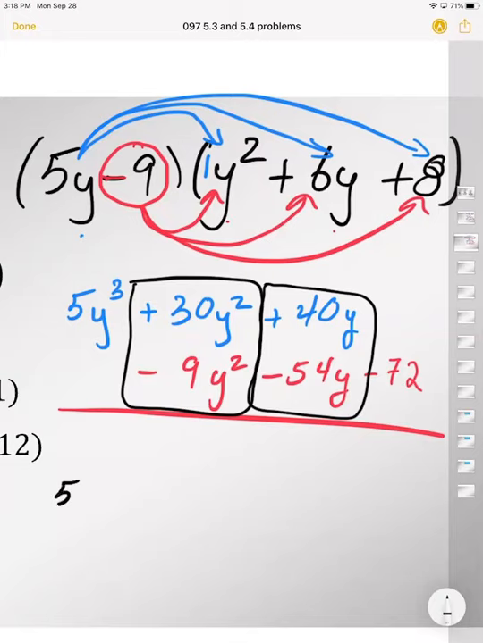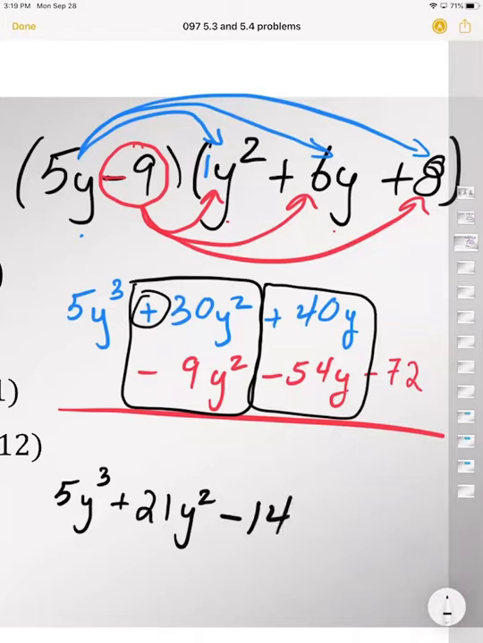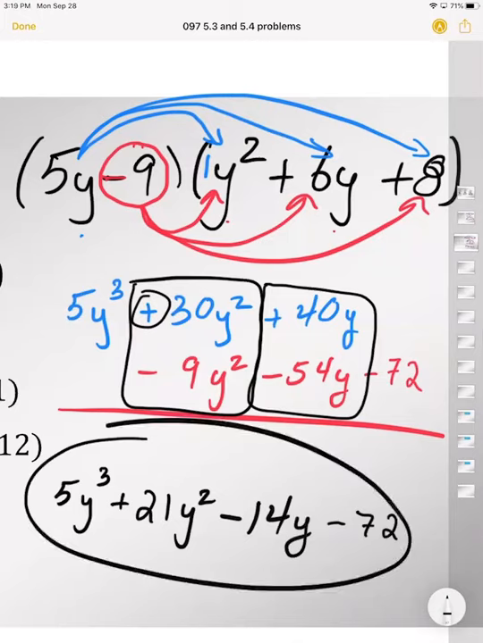My lonely y to the third, I bring it down. I have 5y to the third. 30y squared, take away 9y squared. How many y squared do I have? Well, 30 take away 9 will give me a positive 21 because the bigger number is positive. And similarly, 40 take away 54, a smaller number take away a bigger number, we will get a negative item. In this case, 40 take away 54 gives you a negative 14. Bring down my y. And lastly, my negative 72, I bring it down. And this, ladies and gentlemen, is our answer for B.